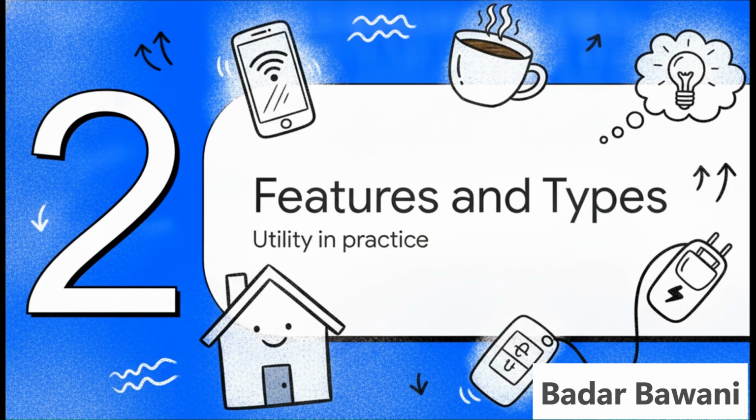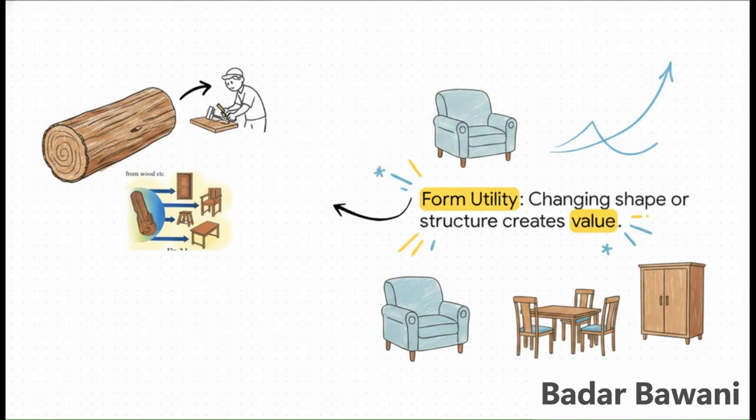Moving right along to Section 2, Features and Types. Because utility is definitely not just an abstract idea. We see it in practice every day. Let's look at a few common types, starting with form utility. This is basically magic. It brilliantly illustrates how value is literally created just by changing the shape or structure of a material. Think about a raw log of wood sitting in a forest. It has some utility, sure, but when a skilled carpenter takes that wood and crafts it into a beautifully structured dining table or a comfortable chair, its want-satisfying power absolutely skyrockets. The commodity has gained form utility.